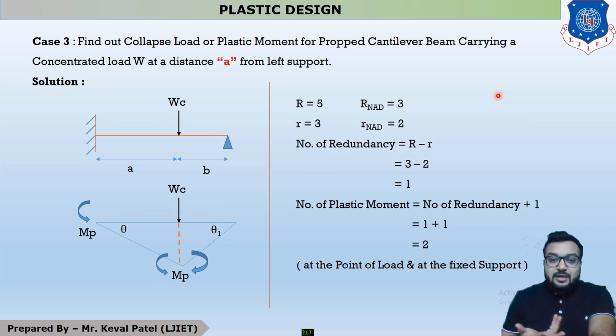In your third derivation, it is clearly mentioned that the type of beam is a prop cantilever beam, and in the prop cantilever beam there is a point load acting at a distance of small a from the left support. In the last lecture we discussed your case number 2 and case number 3.